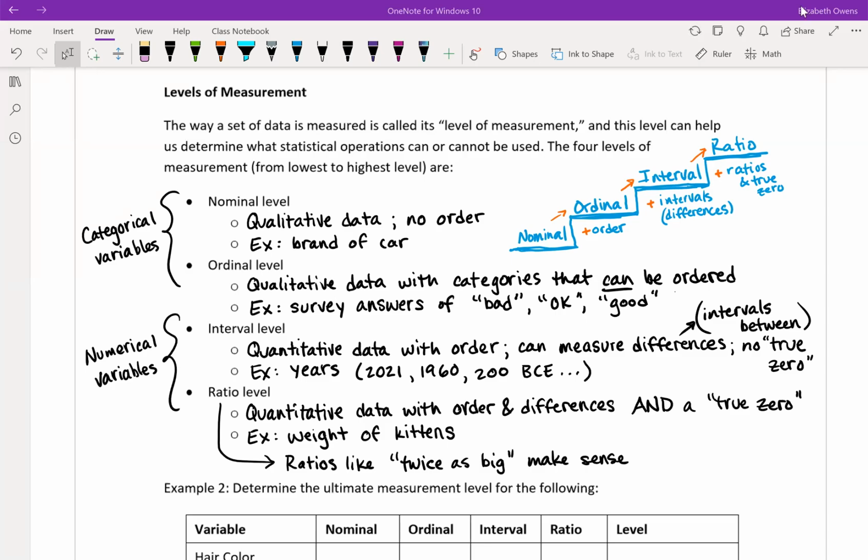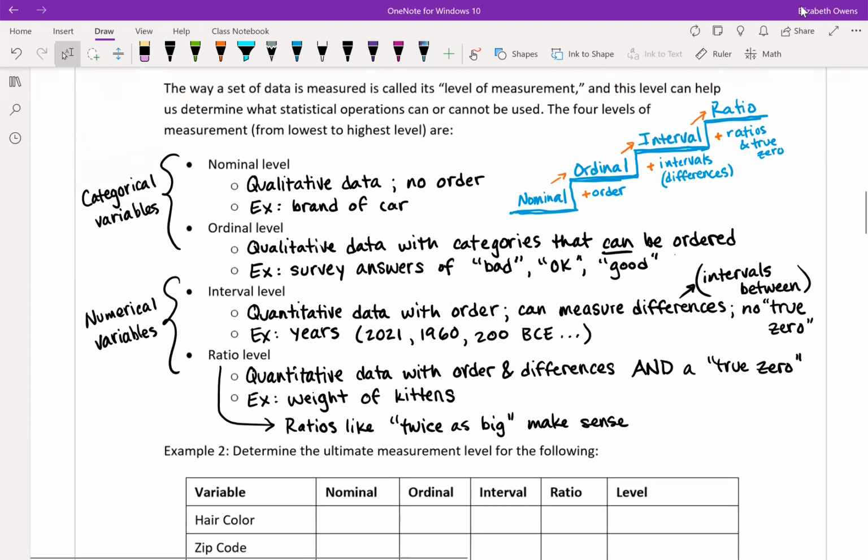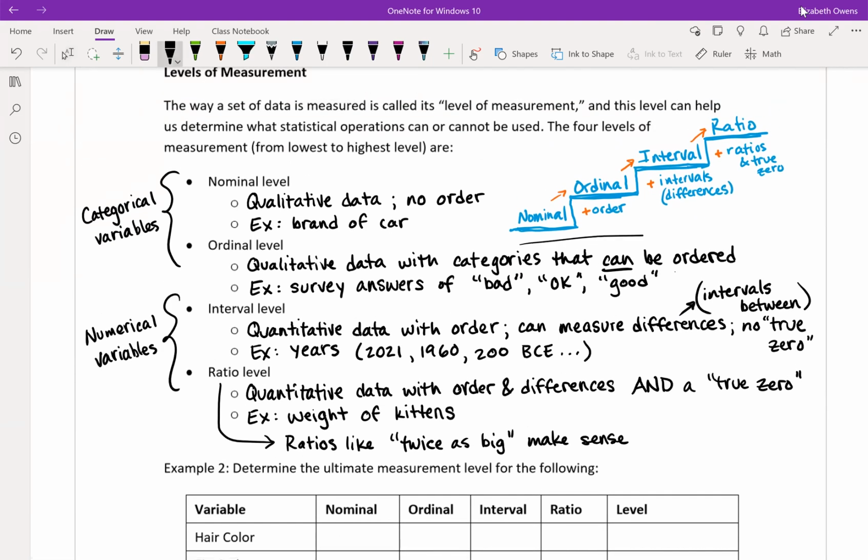This is section 1.2, looking at levels of measurement. And we are going to determine measurement levels for different variables here. But I wanted to look real quickly at this little diagram, which I redesigned from last video. That way we can look at levels of measurement from lowest to highest level, beginning with nominal at the lowest.